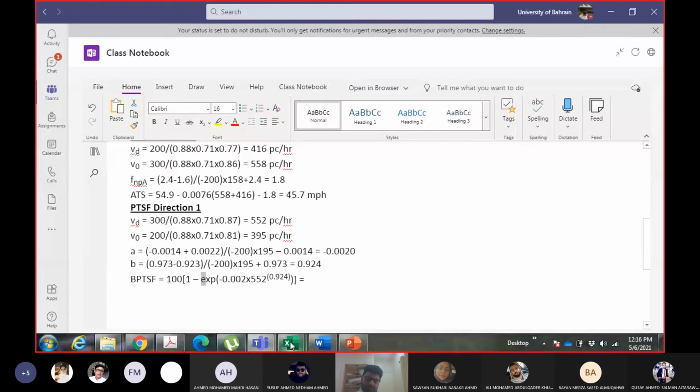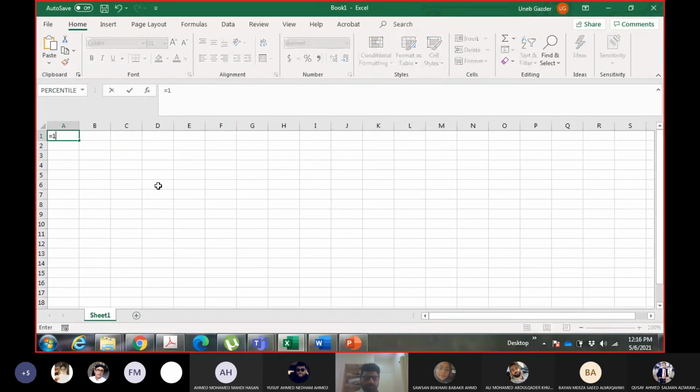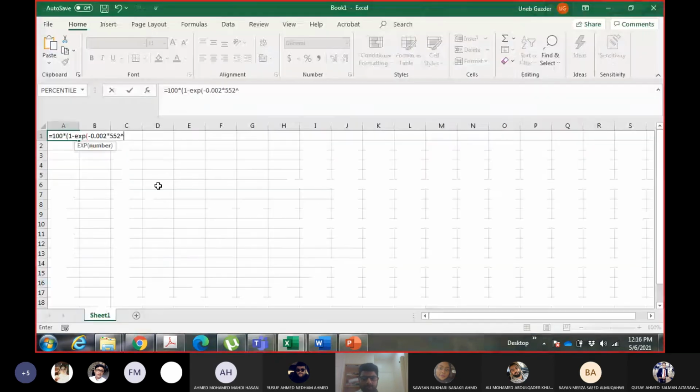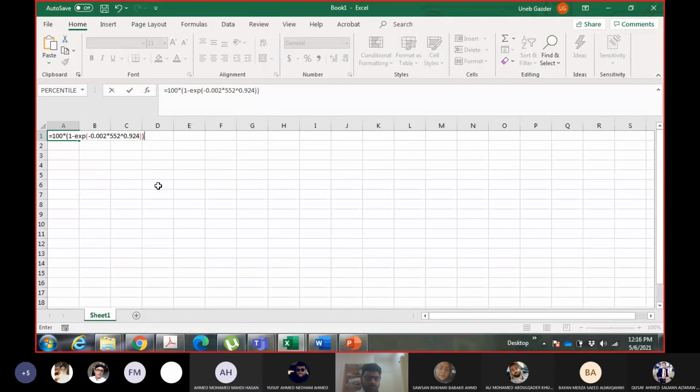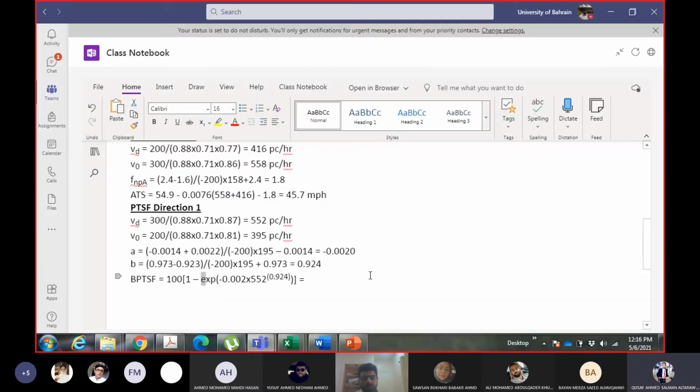Okay. 1 minus exponent of minus 0.002 into 552 to the power 0.924. I get 49.5. Yeah. 49.5%. Okay, this is in percent.